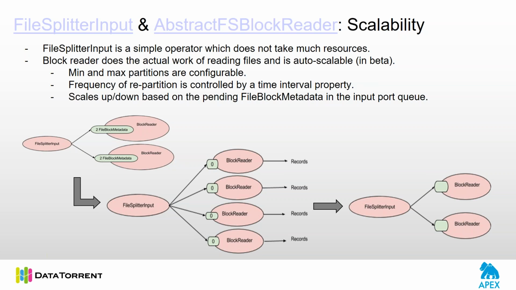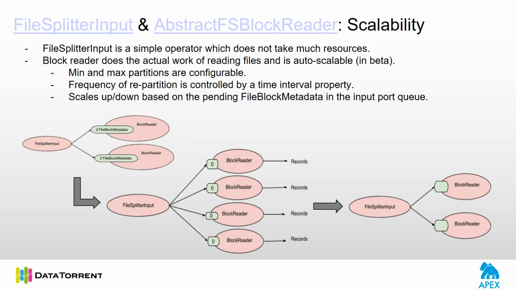Some important configurations related to partitioning are the minimum and maximum number of partitions. Also, the frequency of repartition is controlled by a time interval property. The operator decides to scale up or down based on the pending file block metadata in the input port queue. So here, in the simple DAG, there is a file splitter input and there were two block reader partitions. Both of these partitions had two file block metadata in the input port queue.